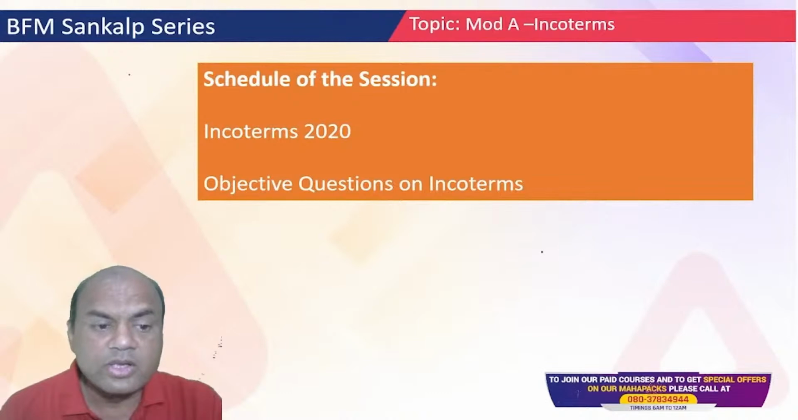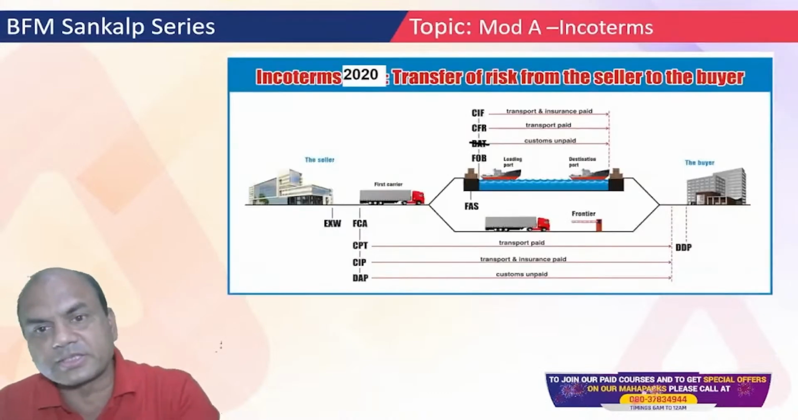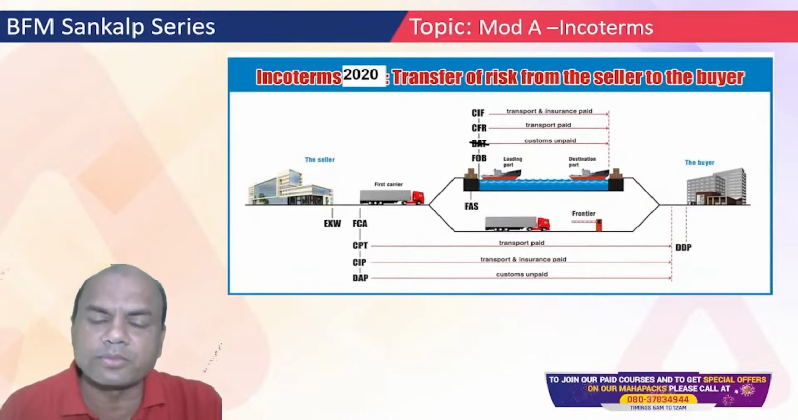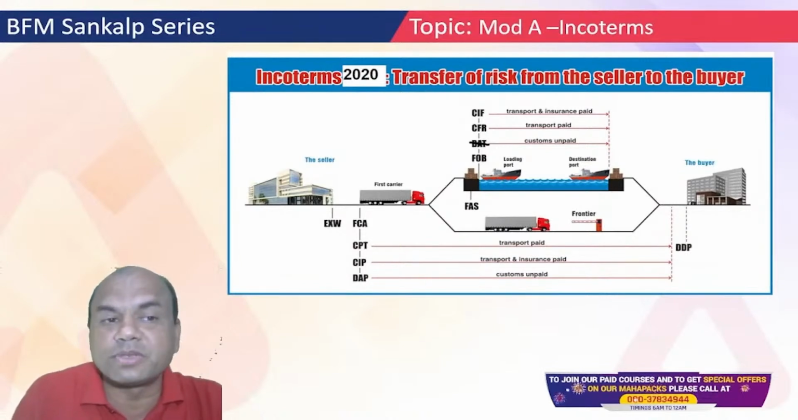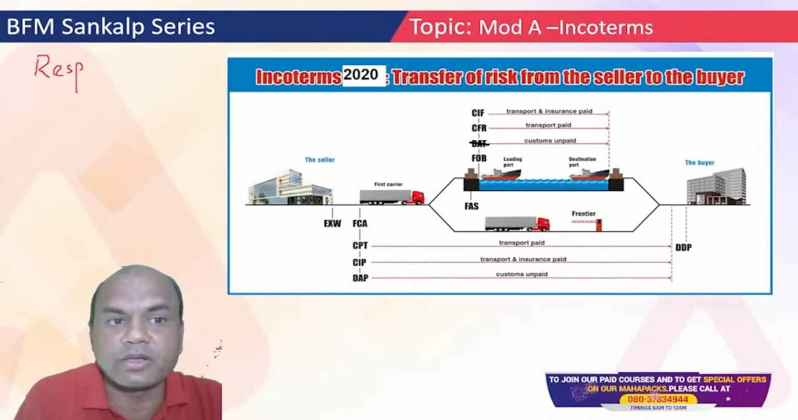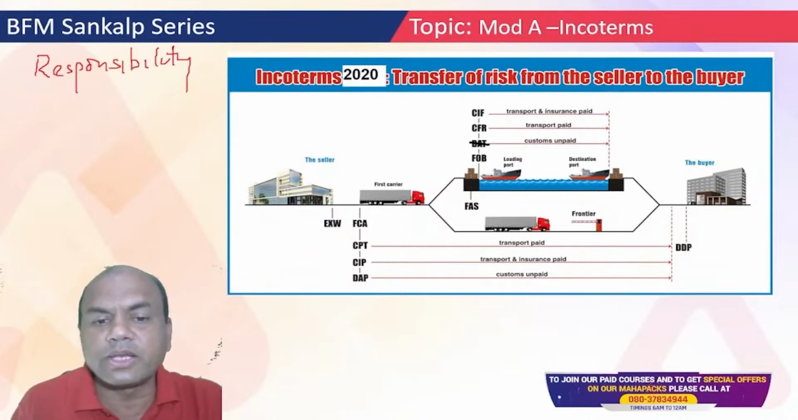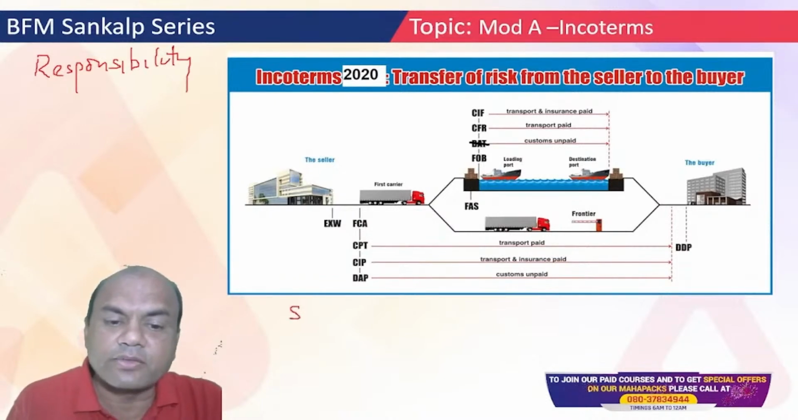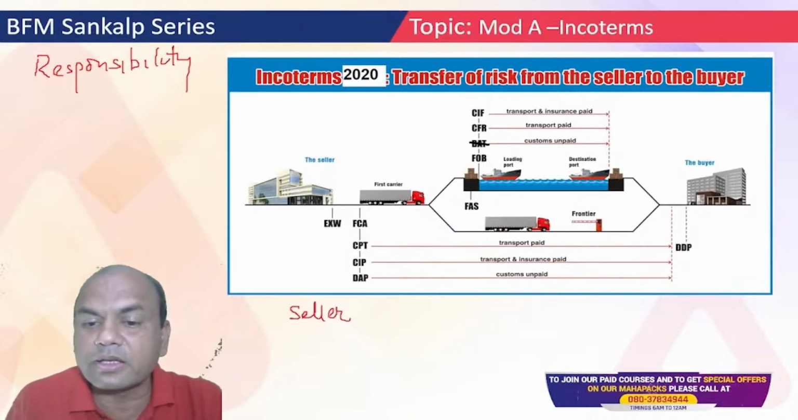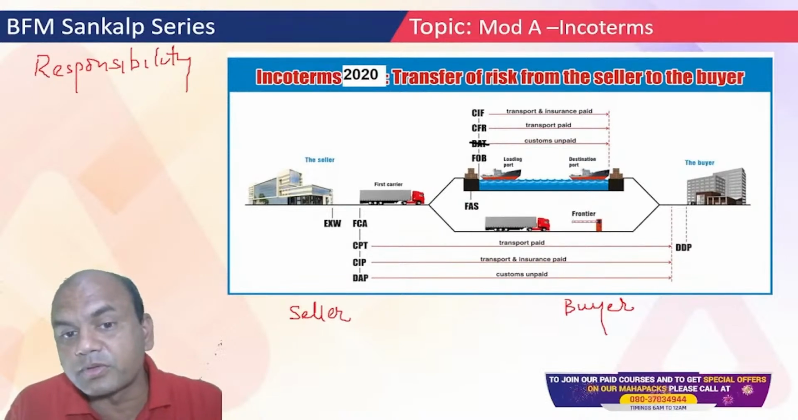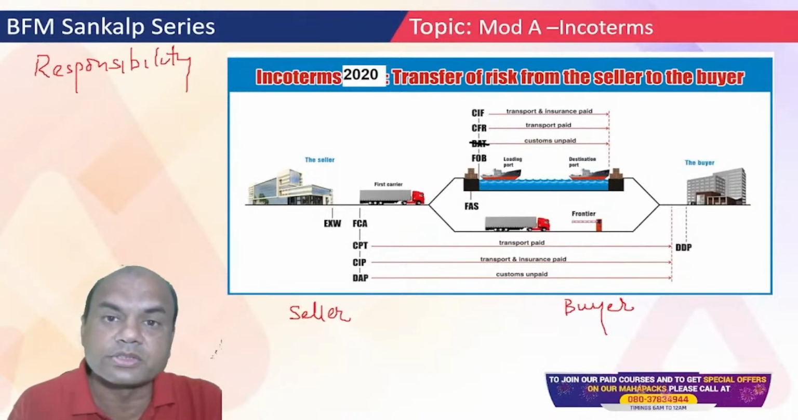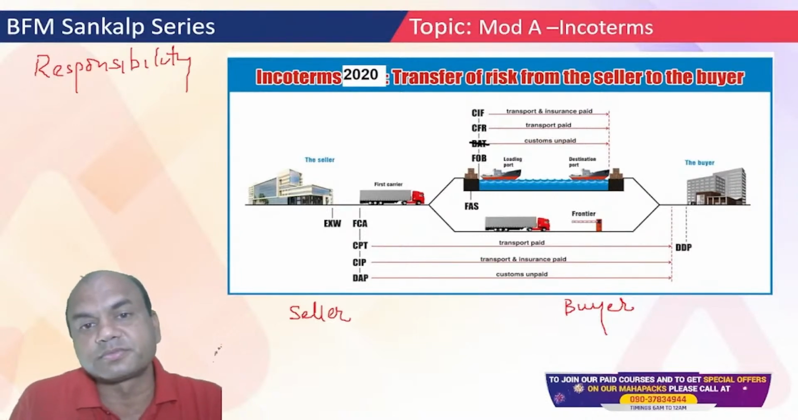Firstly, let me discuss this. Many of you might already know the meaning of Incoterms, but I'll give it to you. Incoterms means responsibility. A responsibility between whom? Whenever I do any export, where will the seller give the goods and where will the buyer take control of those goods? Where will the seller leave control of the goods and where will the buyer take control? This term is known as Incoterms.